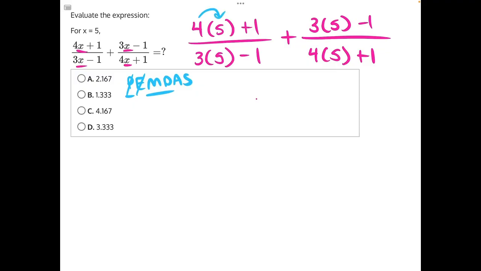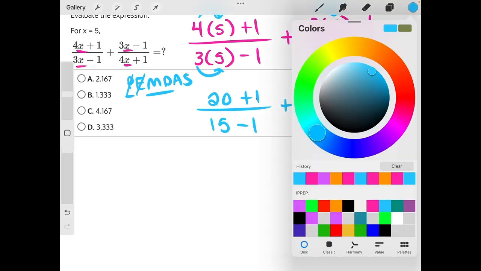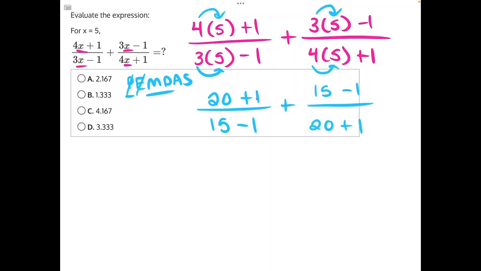4 times 5 will give us 20 plus 1 over 3 times 5, which is 15 minus 1, plus 3 times 5 gives me 15 minus 1 over 4 times 5, which is 20 plus 1. Then it's time to move on to addition and subtraction. And at this point, you can probably recognize that the numerator here is the same as the denominator here, and vice versa. So that's a little bit less work for us to have to do.